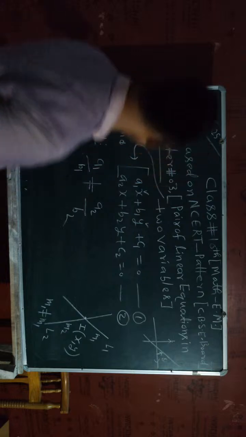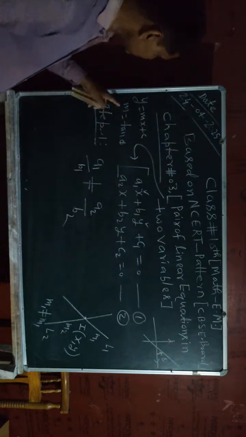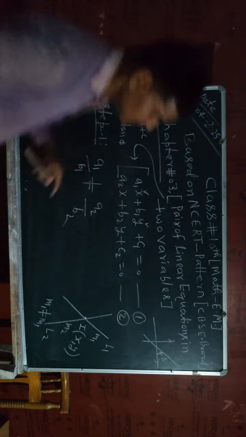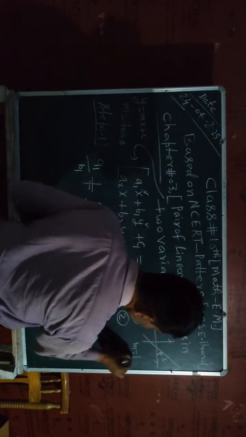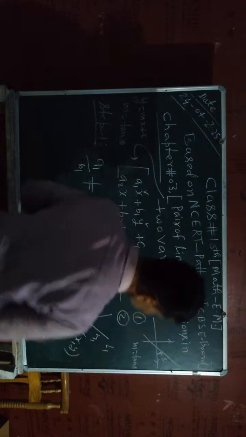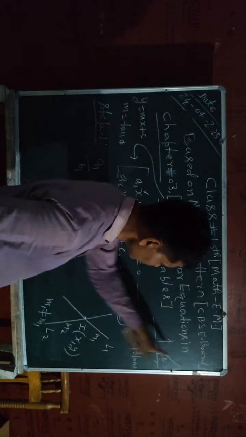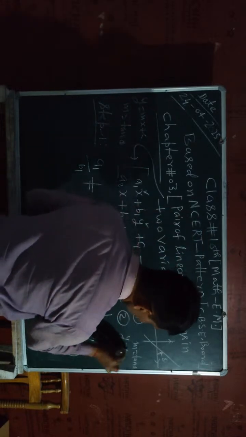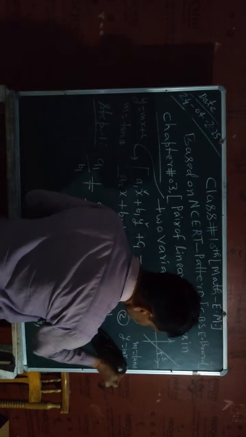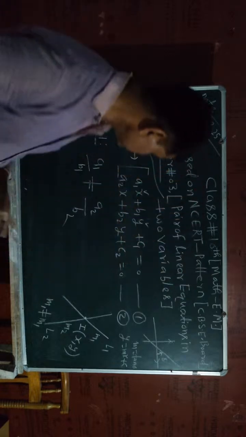So that theta is equal to, I will write like this, m is equal to tan theta. Here theta is available, so I will say here m is equal to tan theta. So this line has slope m. So here I will write y is equal to mx plus c.